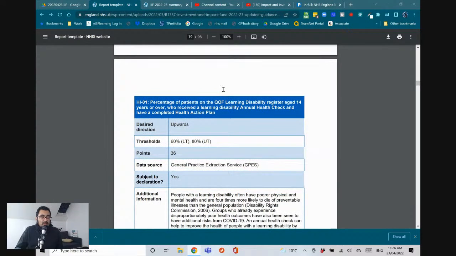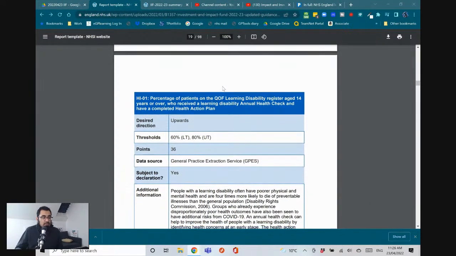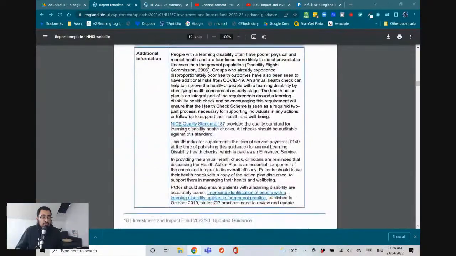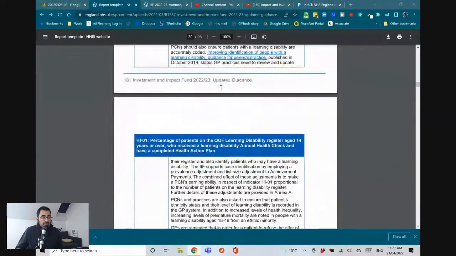It is a threshold limit, so 60% lower and 80% upper, and this is 36 points in total. And again, the declaration, and then it outlines the reasons why the health checks are really important and why they're keen for this to happen.